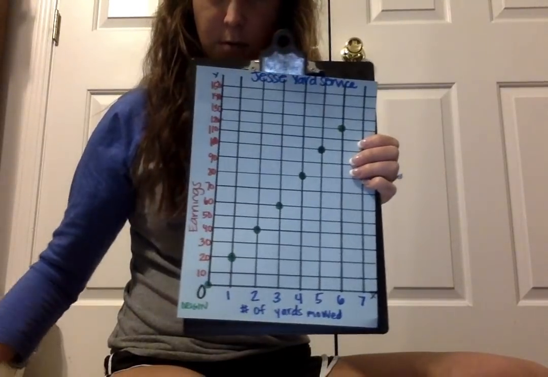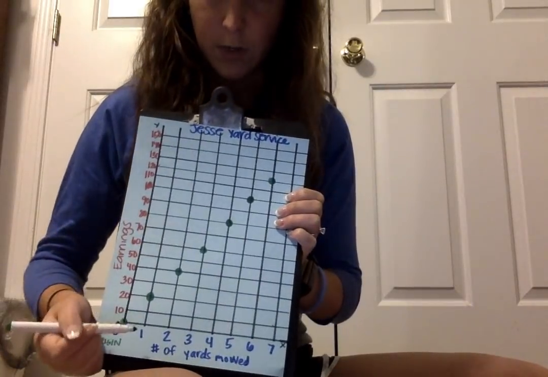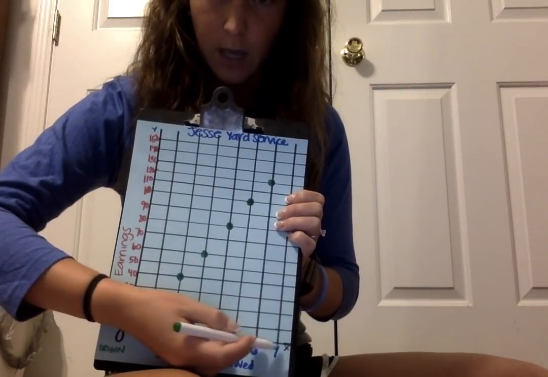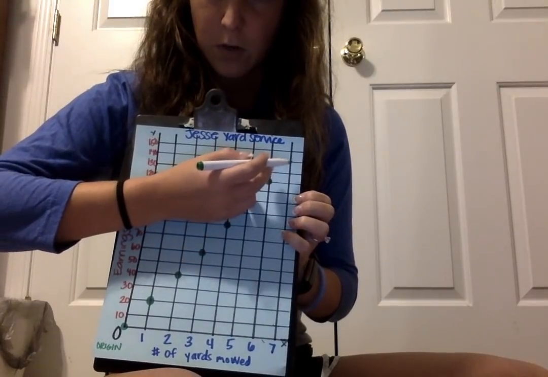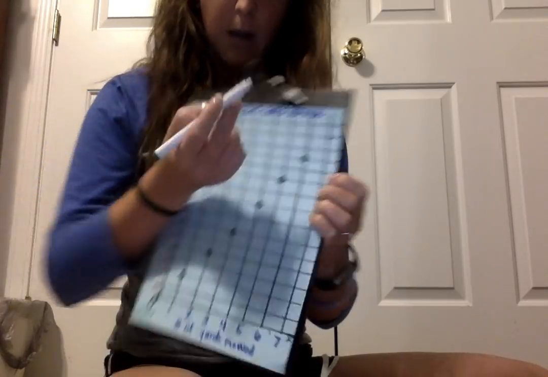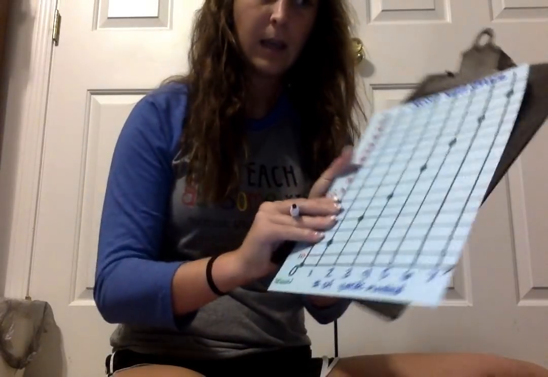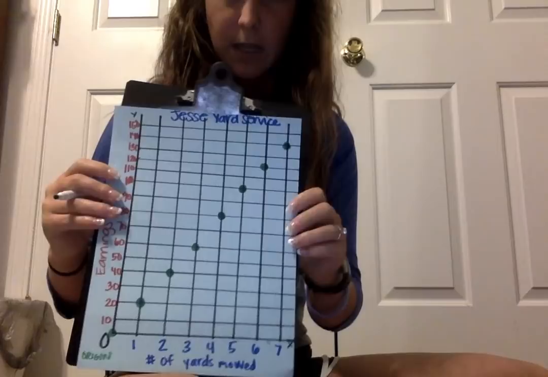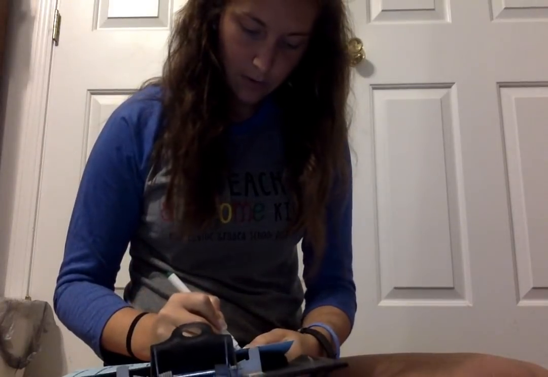And the last one that I have room for is (7, 140), so I'm going to go all the way over to 7, and then I'm going to go all the way up to 140, which should be about right there, and I'm going to plot my point there. Now, in order to make this graph a line graph, we have to make sure we draw our line through it. So I'm going to go ahead and do that now.